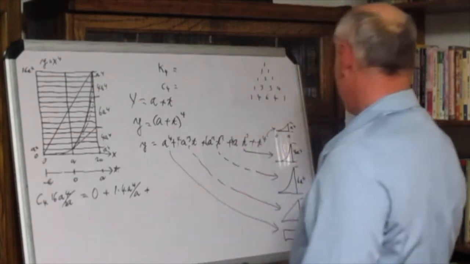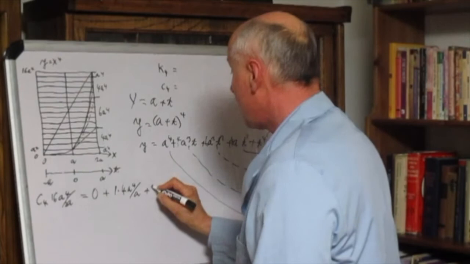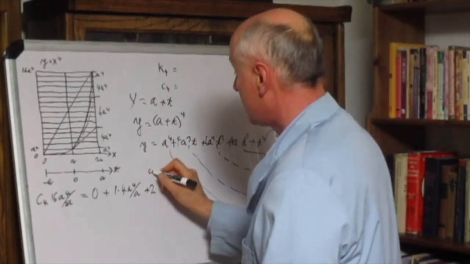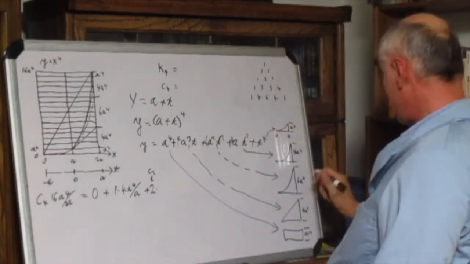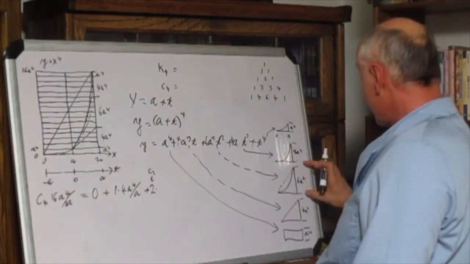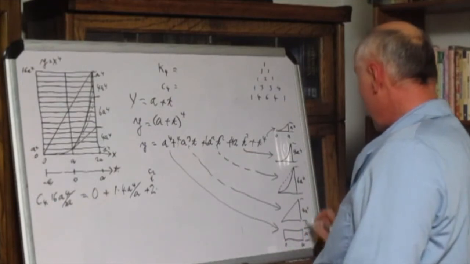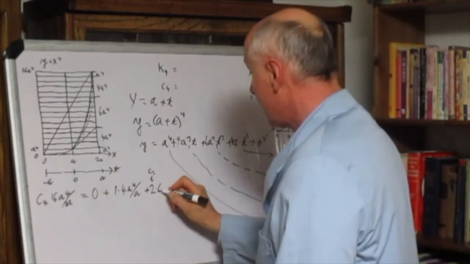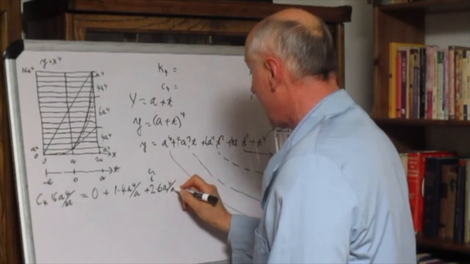plus the quadratic is 2 times, because we know the C2, right? That's C2 times, well, what is that? Well, that's this diagonal here. And this is 0 to a. So it's 6a to the fourth, 6a to the fourth divided by a.